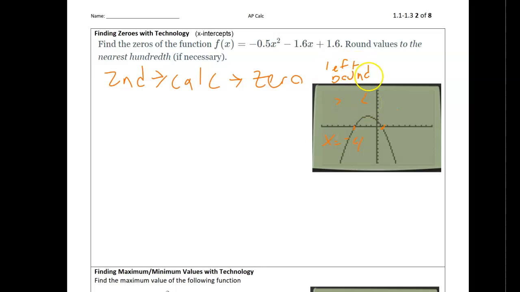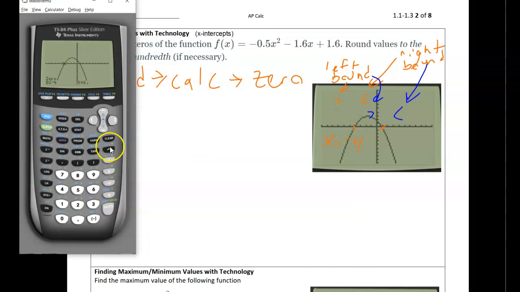So this is the thing that people struggle with, if they struggle, is your calculator is not smart enough to figure out which 0 you want without you telling it. So you have to highlight those two values, and then when I do the second one, my left bound has to be in between the two zeros, and my right bound has to be to the right of it. So then here we have a left bound and a right bound.